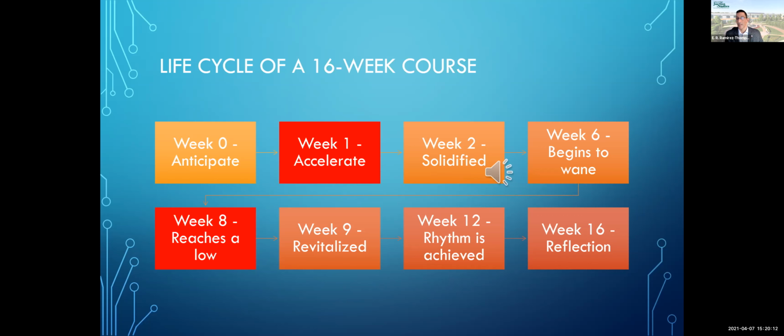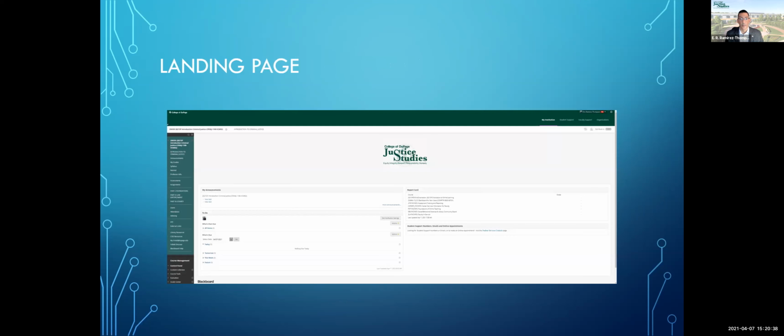So by week 6, I've noticed in this life cycle, students' interest begins to wane a little bit. By week 8, it reaches a low, and I have packed into the course various activities and various devices that help me revitalize things by week 9. By week 12, we have a pretty good rhythm that's achieved. And by week 16, students are reflecting upon their performance throughout the semester and looking at their grades.